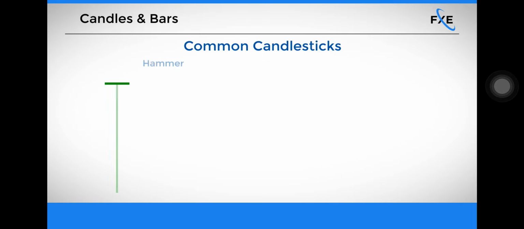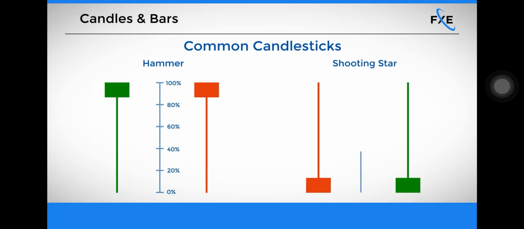To remove any ambiguity as to whether the candle is a hammer or a shooting star, you can apply a similar scale to the one we used earlier. For a candle to be a valid hammer, the open and the close must be above 80% of the total range of the candle. Similarly, for a candle to be a valid shooting star, the open and the close must be below 20% of the total range of the candle.